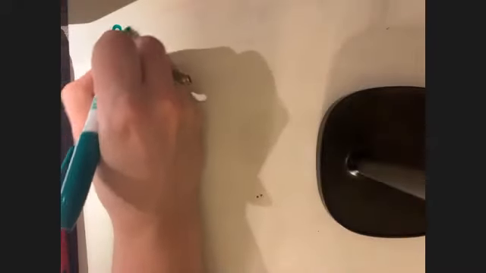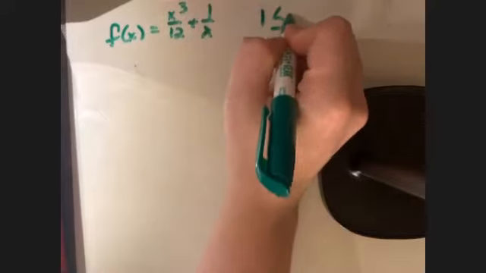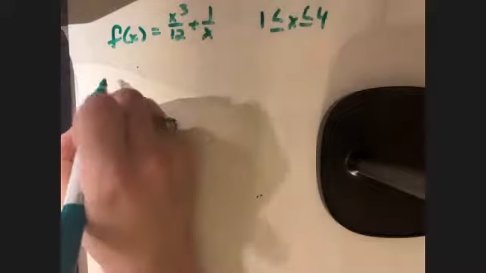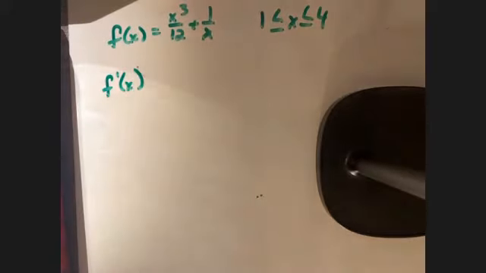Okay, so we are going to look at f of x is x cubed over 12 plus 1 over x. And we're going to go from 1 to 4. Okay, so first thing I'm going to find is f prime of x.